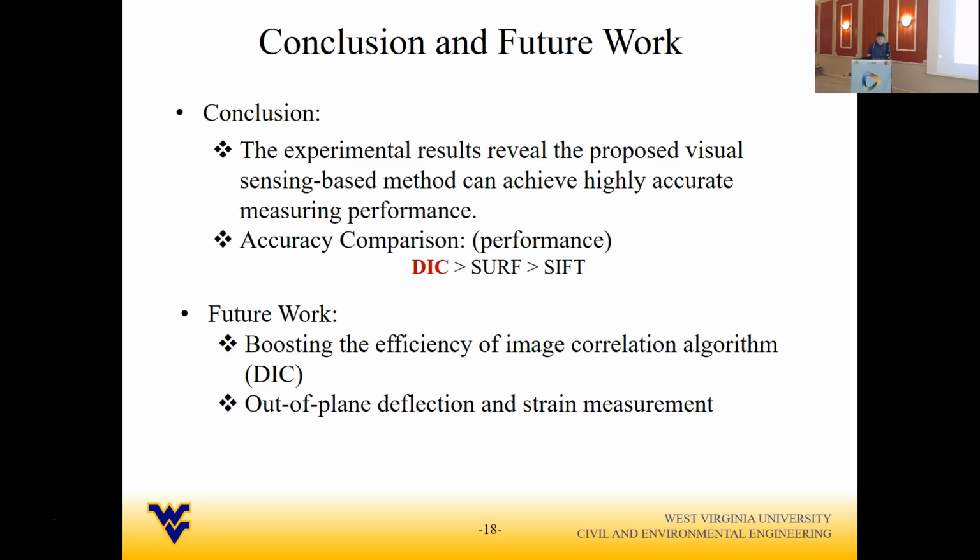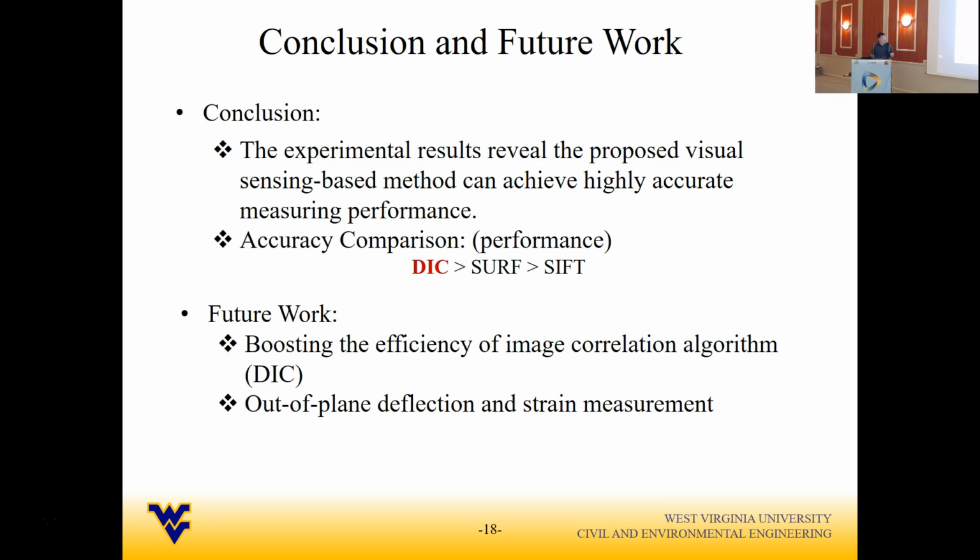Okay, I'm going to stop here with some conclusions. We have performed some experiments to review how accurate the visual sensing based method can be. Based on our experimental results, the digital image correlation performs best. There is also work to be done in the future. For example, one thing we didn't present here is that the processing time of DIC is slower than SURF and SIFT algorithms. So we need to find ways to boost the computational speed of the image correlation algorithm.